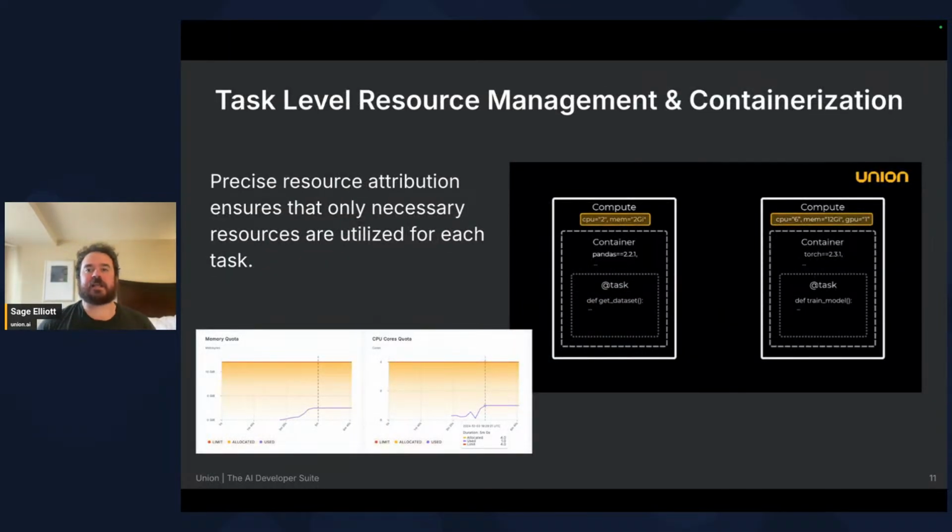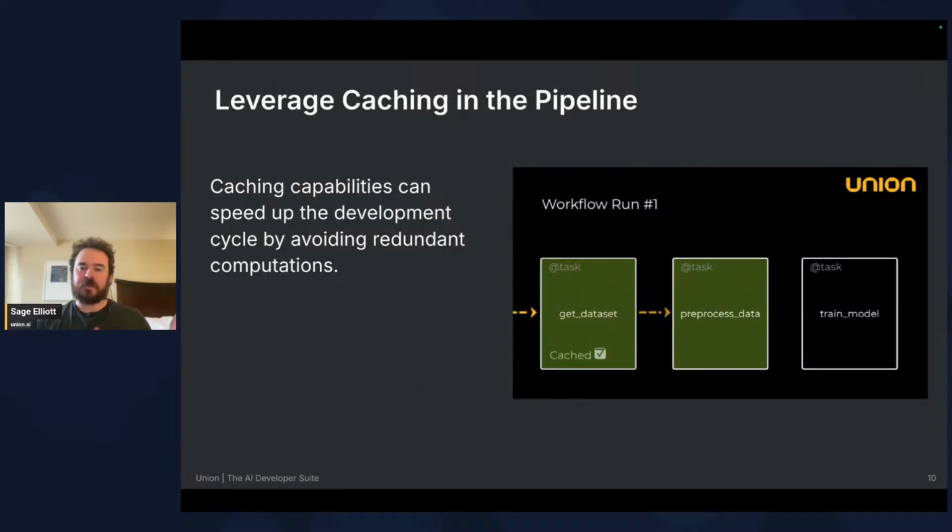Task level resource management and containerization. Being able to have precise resource attribution on each task can save a ton of compute as well. Previously, if you built a pipeline a long time ago, you might have had what I think the right term would be a monolithic pipeline, where you have all these steps, but basically one compute resource allocated for it.